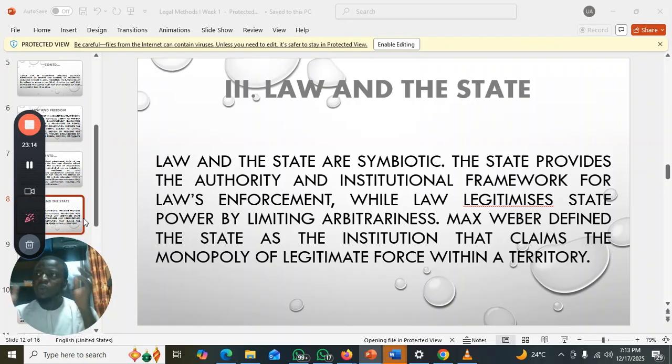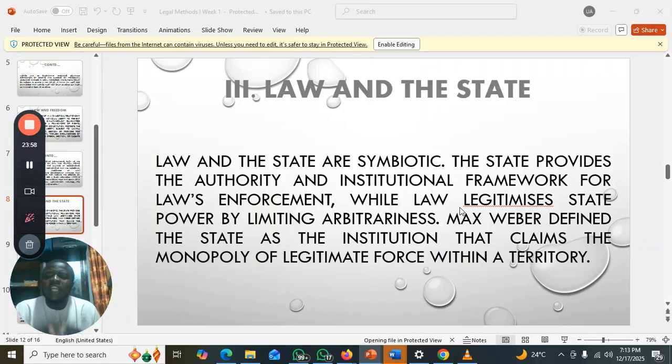State means country. So the country decides that this particular set of people are who we call legislators. And who are they? They make laws. And when they make laws, they regulate the state from going against the law. Do you understand? So law and state are symbiotic, meaning they are like checkmating one another. The state provides the authority and institutional framework for law enforcement. If we say framework is a set of books, a set of rules, framework is also the regulatory bodies that guide that particular thing.